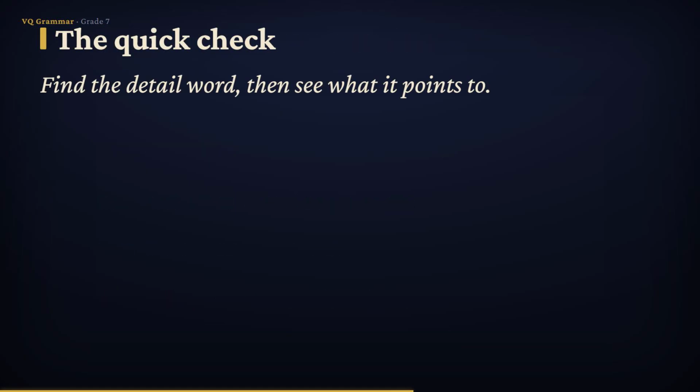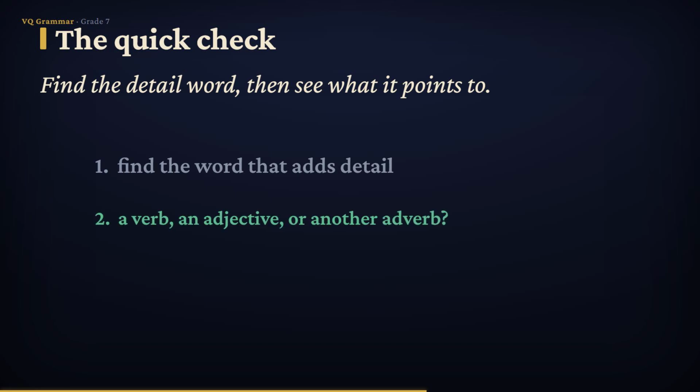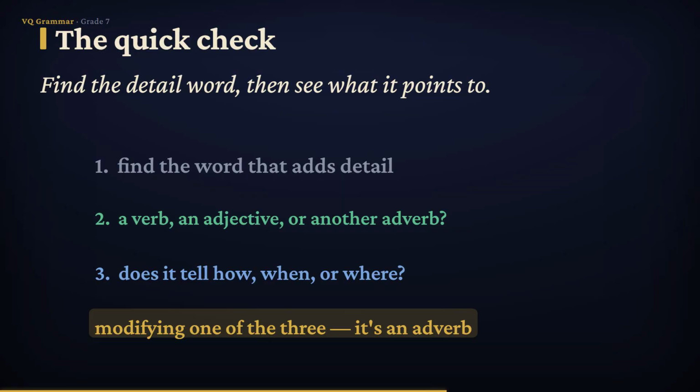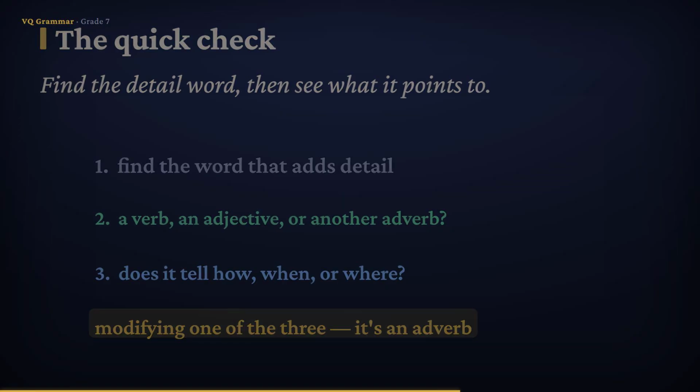Let's boil the whole lesson into a quick check. First, find a word that seems to be adding detail to the sentence. Second, ask what it points to. Is it describing a verb, an adjective, or another adverb? Third, check whether it answers how, when, or where. If the word is modifying one of those three targets, then it's an adverb. And remember our two warnings. Not every ly word is an adverb, and not every adverb ends in ly. Let's practice a few together.